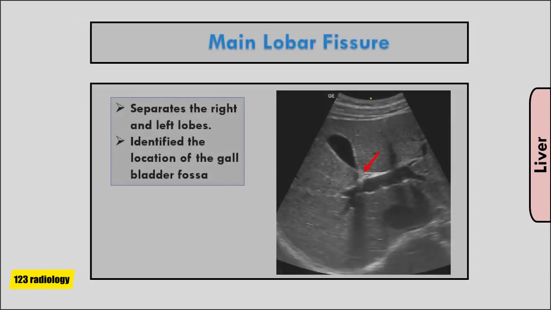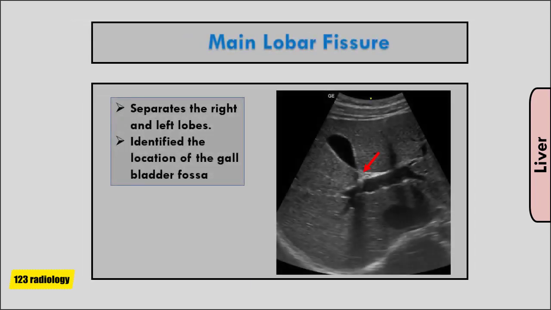The main lobar fissure separates the right and left lobes, but more importantly it identifies the location of the gallbladder fossa. So if you have trouble finding the gallbladder, if you can find the main lobar fissure, it directs you to the gallbladder fossa.